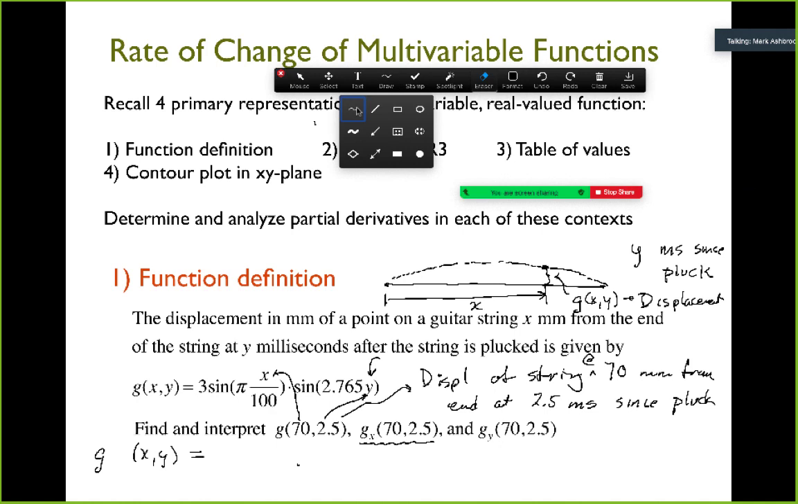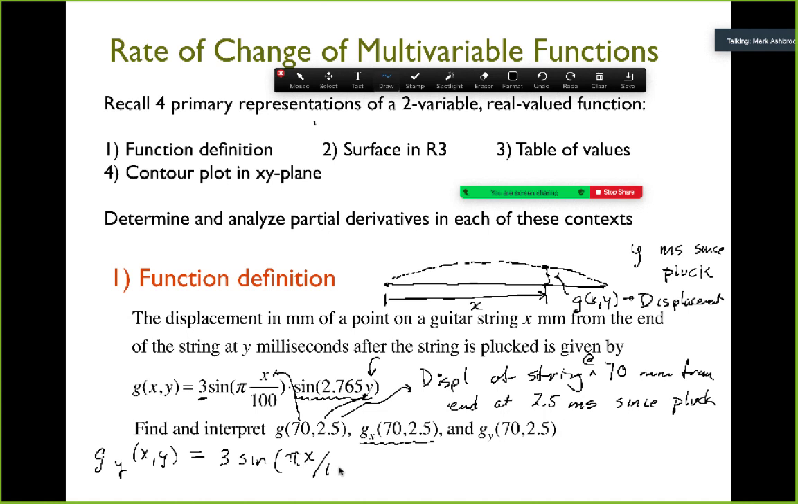Partial with respect to y, here we go. So now, this is constant. What about sine of pi x over 100 with respect to y? Constant. So here's where our function of y is. Everything else is multiplied, so we'll hold on to it. Constants that are multiplied stay along for the ride.